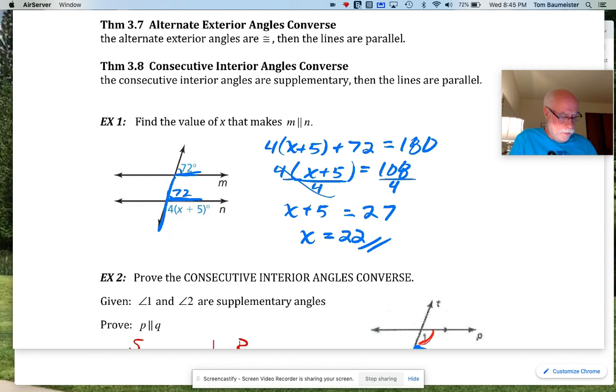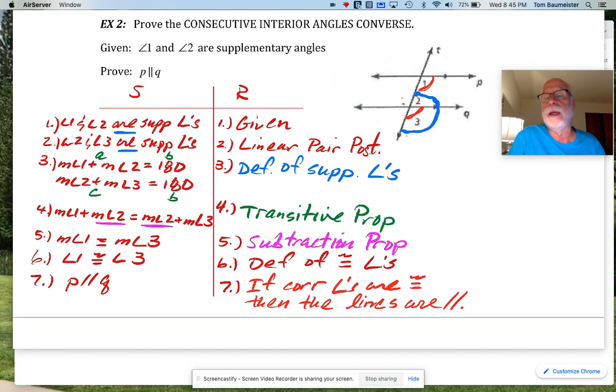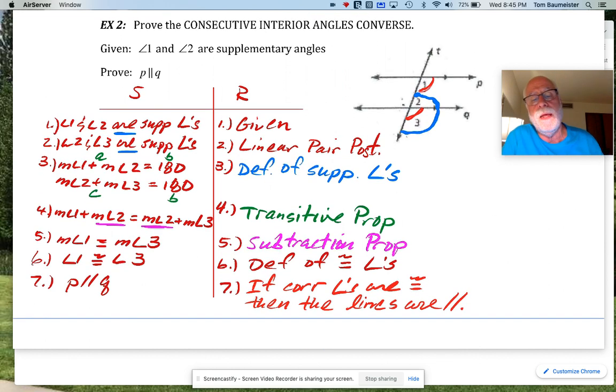Okay. Now, I went ahead and just did the proof here for you because there's no proof on the homework. But I still think you should be able to see kind of the proof and maybe sometime try to do it on your own. So the first one, we were given, all right? Then I look at it and I saw that, just like I did above by the linear pair, I can say that angle 2 and angle 3 are supplementary angles by the linear pair postulate.